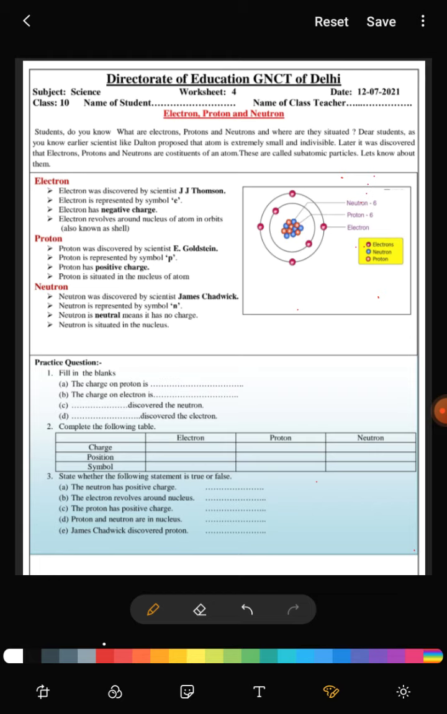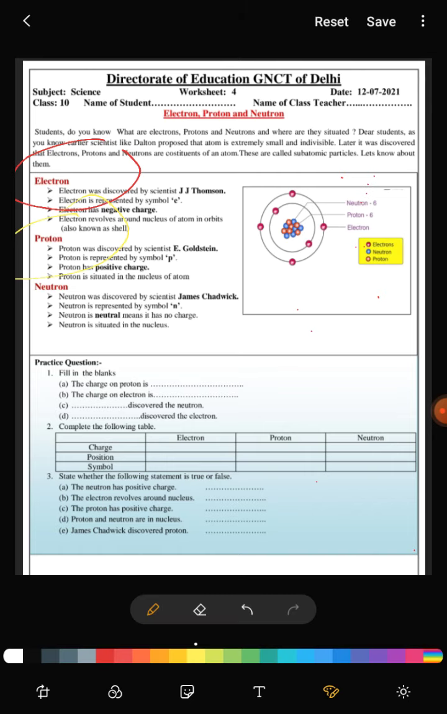Firstly, we should go to the electron. You can find here that the electron was discovered by J.J. Thomson and it is represented by the symbol e. The electron revolves around the nucleus of an atom. It contains a negative charge. Now the proton.